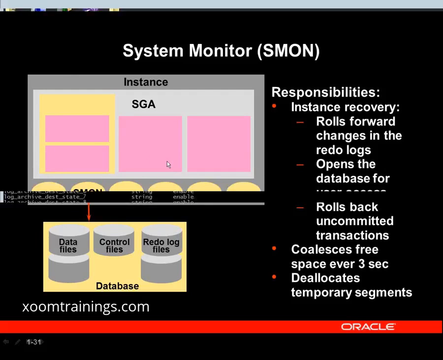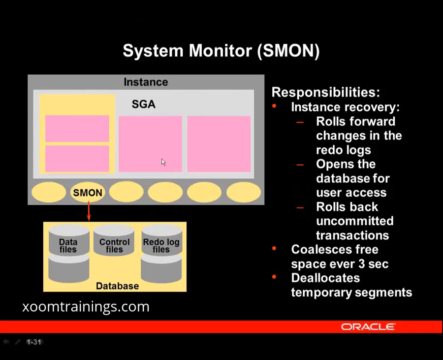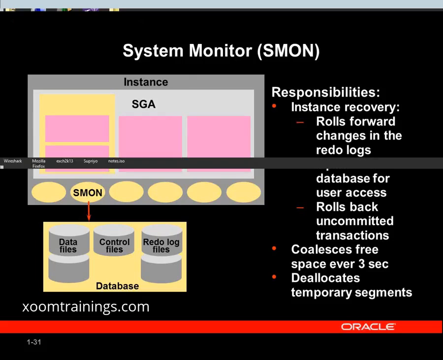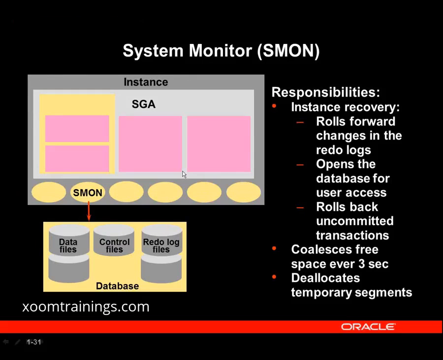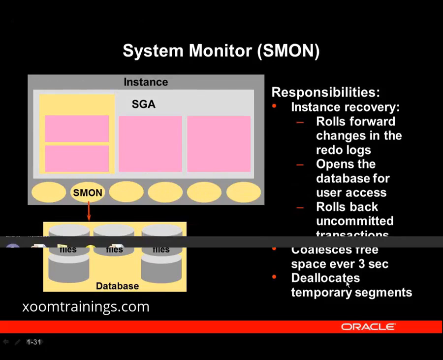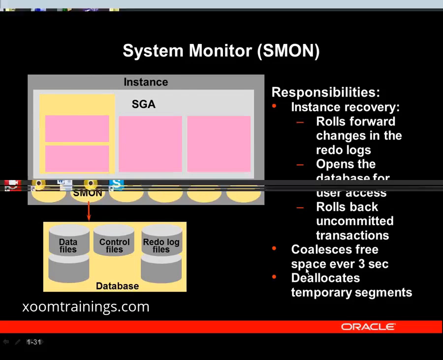So coalescing free space means it rearranges the allocated blocks continuously, and after that, free space for our database transactions will be available. So it improves the performance of the database buffer cache. Then, deallocate temporary segments. Whatever temporary segment is allocated for things like sort operations, that temporary segment is going to be deallocated by SMON.